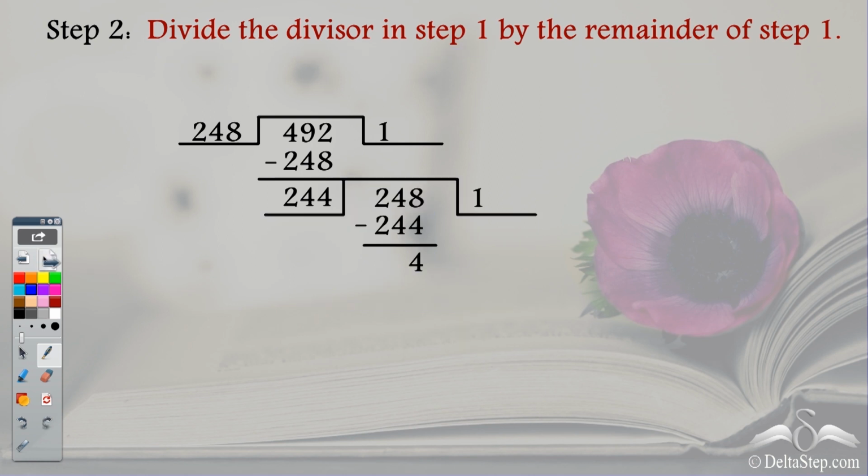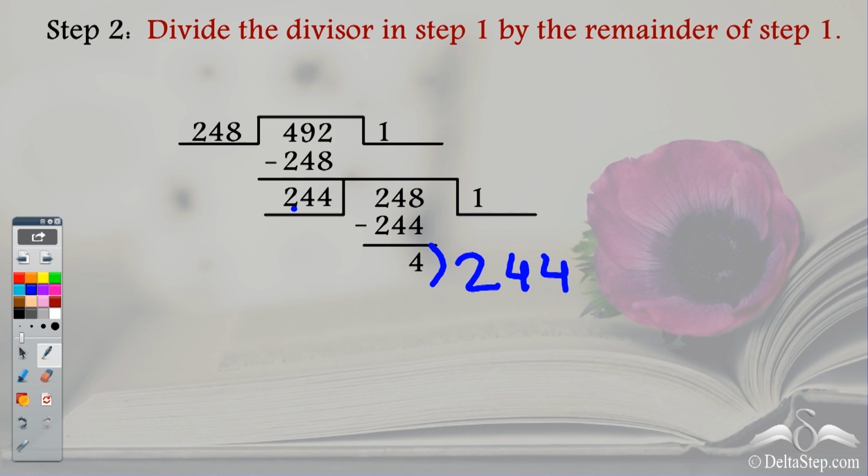So this is what we have. The remainder is 4. Now what do we do? Well, we repeat it. Now this remainder will once again become the divisor. And what will be the dividend? The previous divisor. What is the previous divisor? 244. So 244 will become the dividend, or the number which is divided.